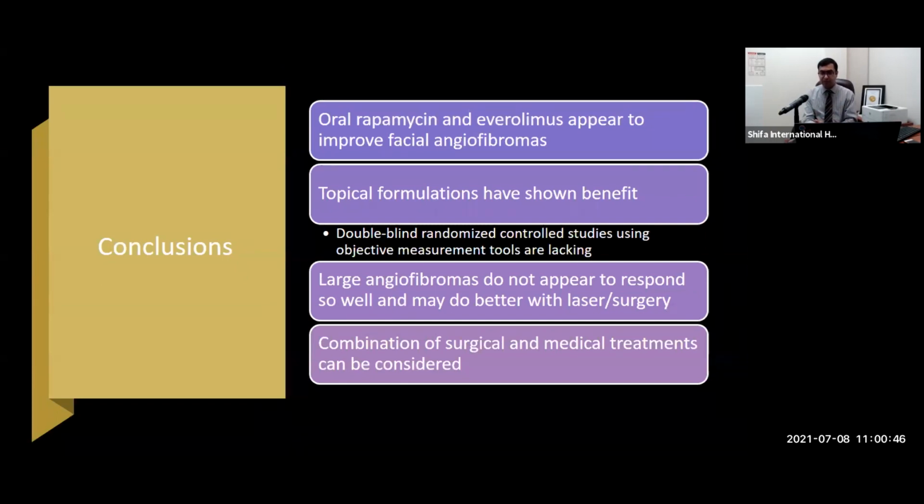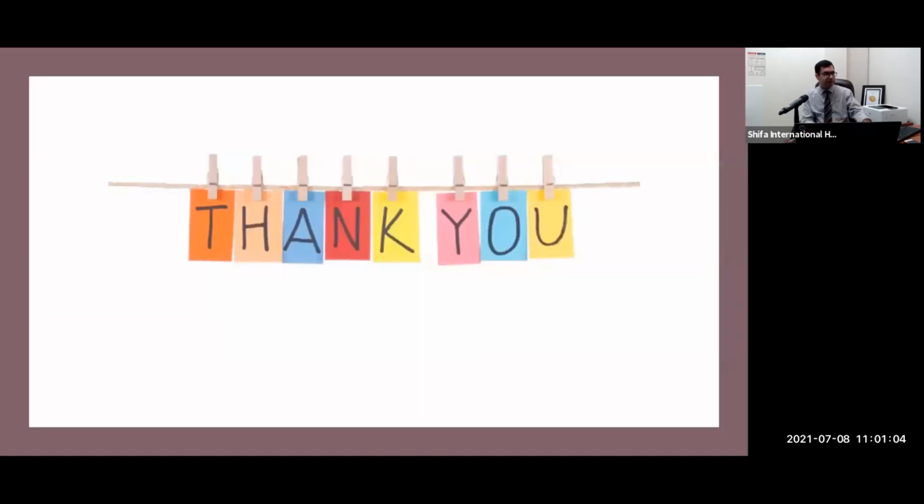Informed consent. Now, conclusion: obviously oral rapamycin and sirolimus, or mTOR inhibitors, are available. Topical ones are as good as the oral ones. Further studies are happening as we speak. Surgical and medical options can be used in combination. With that, I will stop and say thank you very much. I've been a bit faster today, just because we had so many slides, and we are on time. So thank you very much.